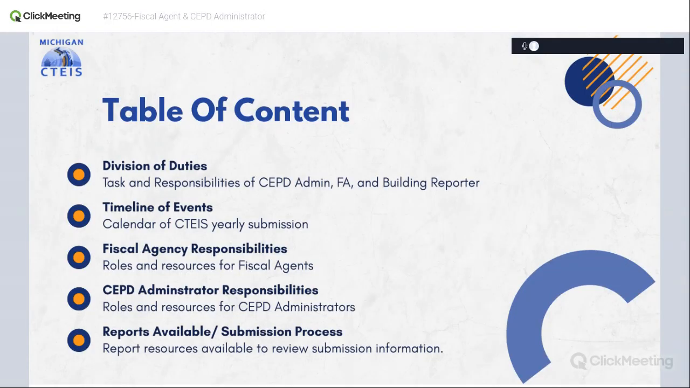Just to give a little bit of an overview of how this training will go, the first thing that we're going to do is give division of duties, tasks and responsibilities for the CEPD admin, the fiscal agent, and the building reporter, only in the sense that it gives a perspective of what the responsibilities are for both CEPD admins and fiscal agents. We're going to give a timeline of events. We're going to do fiscal agency responsibilities, CEPD administrative responsibilities, and then we're going to end it with our reports and submission process.